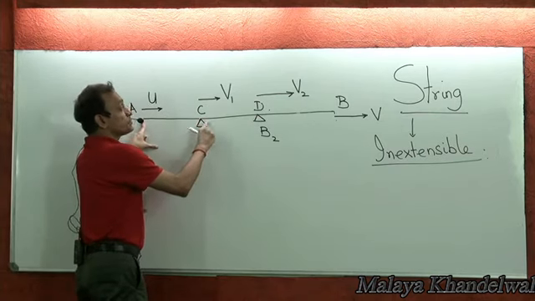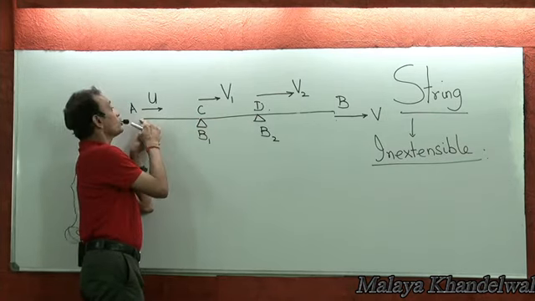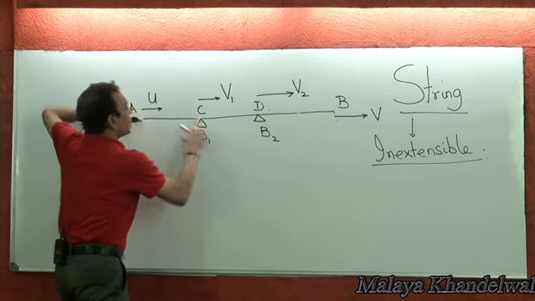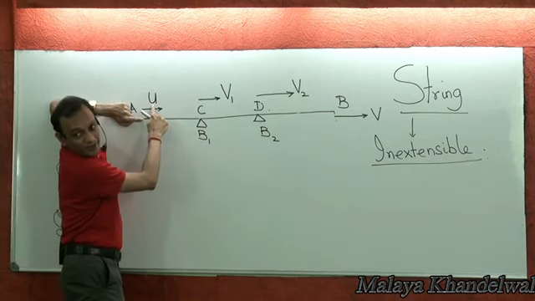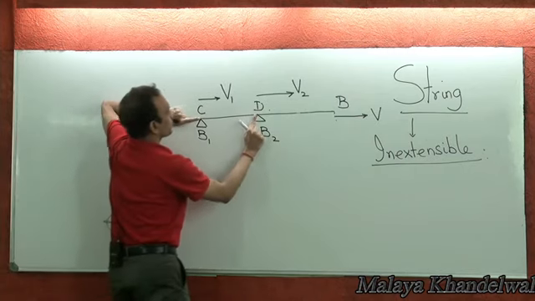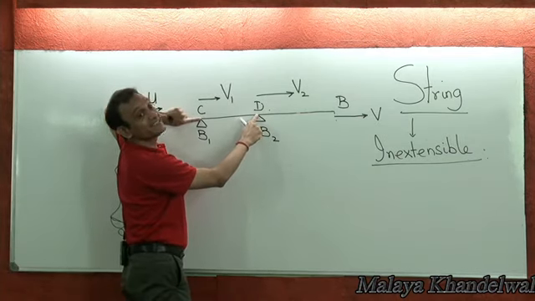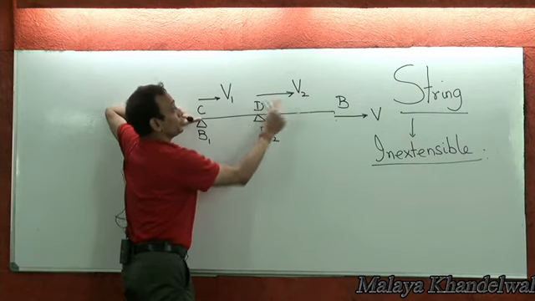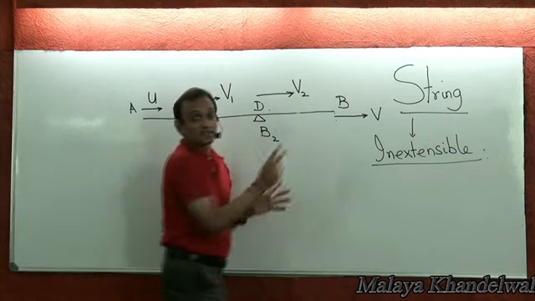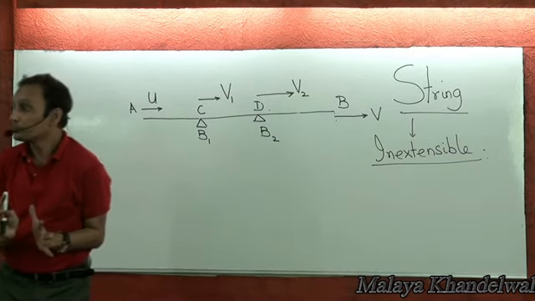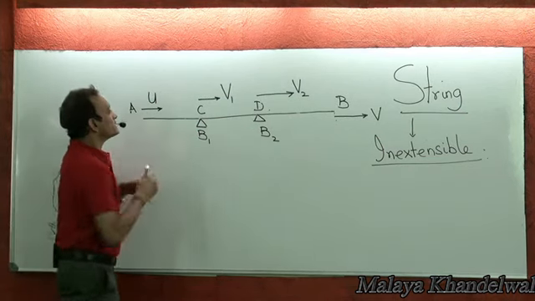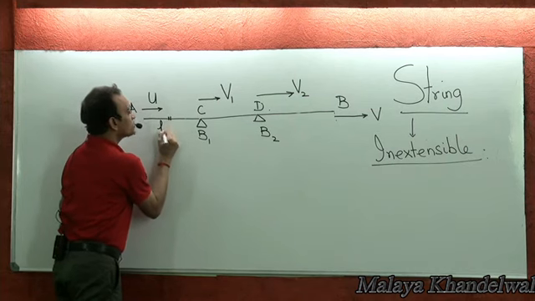See, this bridge is moving to the right. A is also moving to the right. So the length AC will change with time. What's the rate at which AC changes with time? V1 minus U? Yes or no? What's the rate at which CD changes with time? V2 minus V1. What's the rate at which DB changes with time? V minus V2? Yes or no?